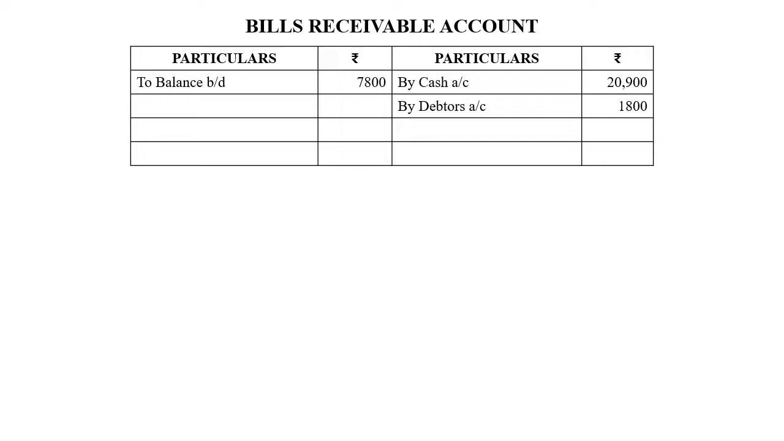Okay, next. Closing bills receivable. Bills receivable is an asset. The closing balance will be by balance carried down, 6,000.